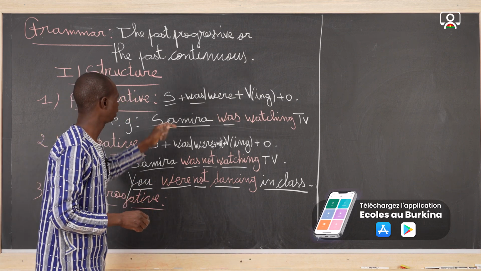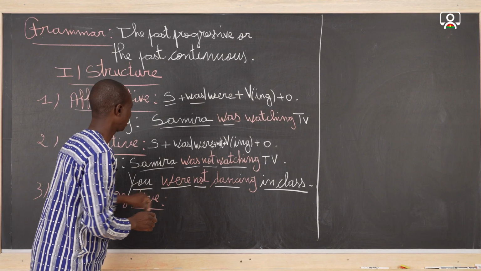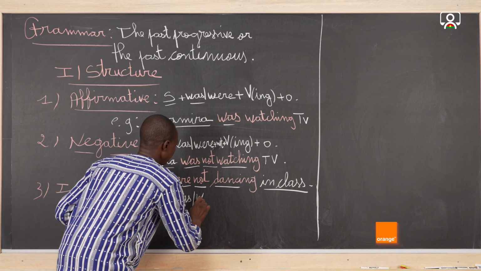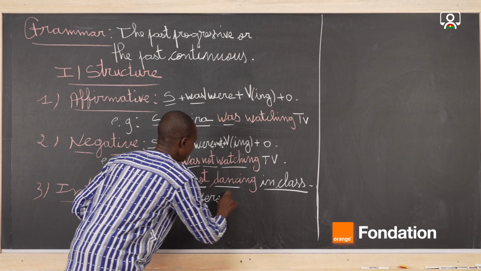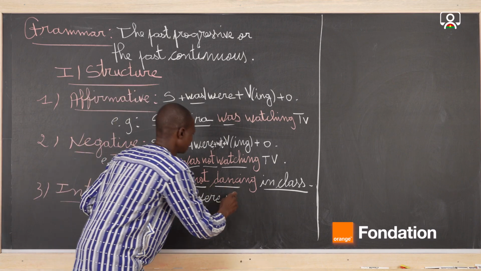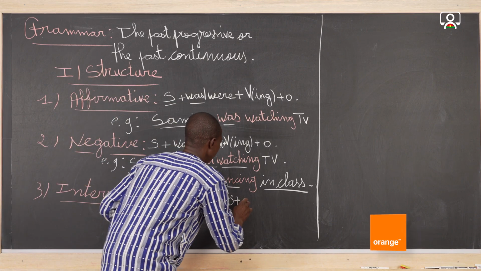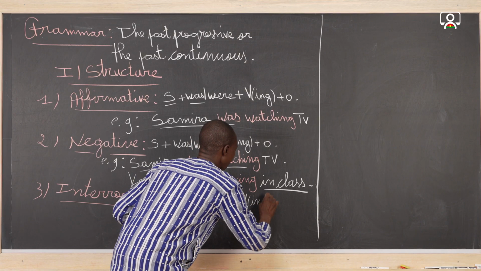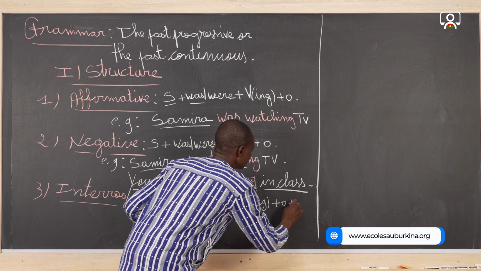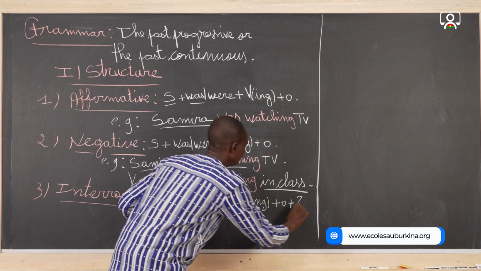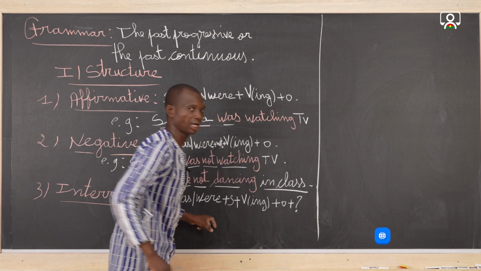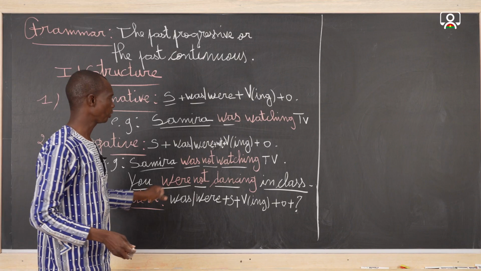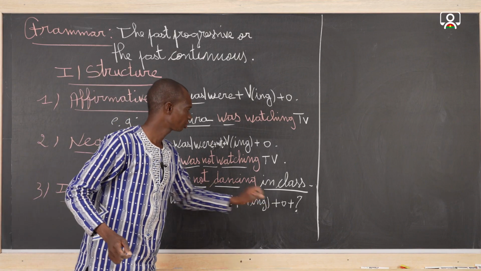First, we must put was or were at the beginning of the sentence. Was or were, okay, plus the subject. After that, we have the verb in ing form plus the object plus the question mark, because the question mark is the mark of the interrogation. That's why we must not forget the question mark.